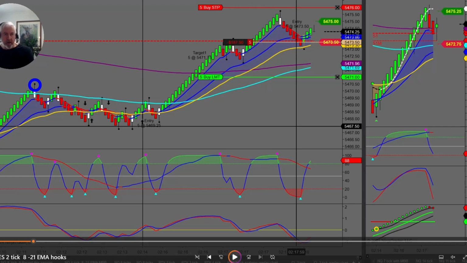What was I going to say? My stop would have been yes, 1 tick above there. Now this is why stops are so important. Now what I'm about to show you here, this is a fatal mistake that traders still make, and I see it every day. I've trained now thousands of traders.